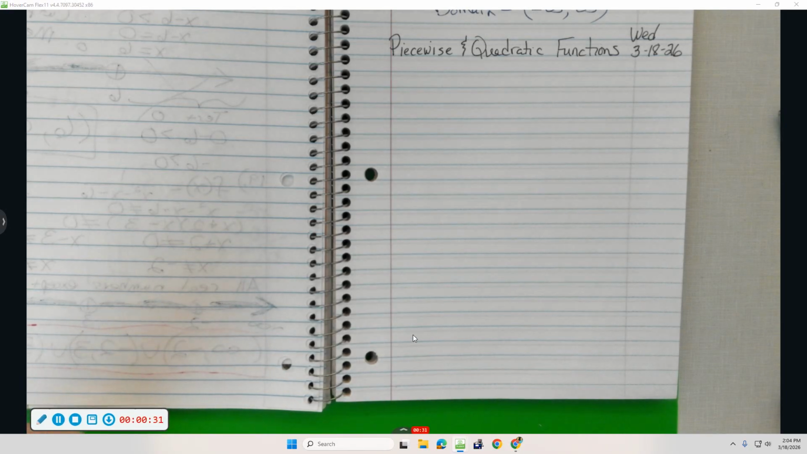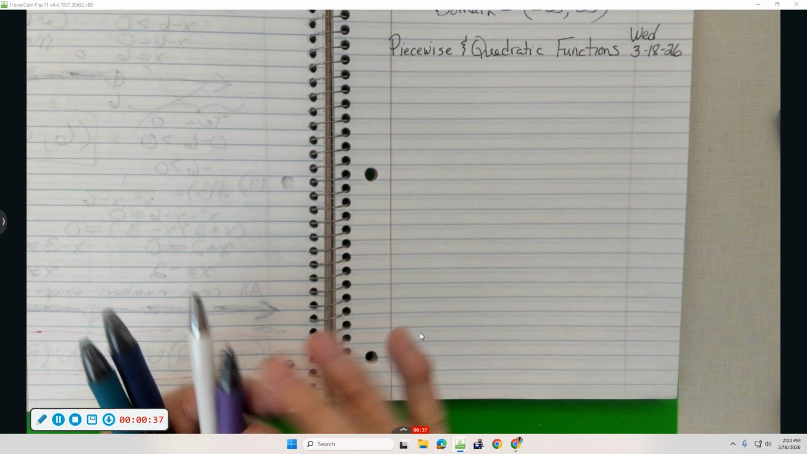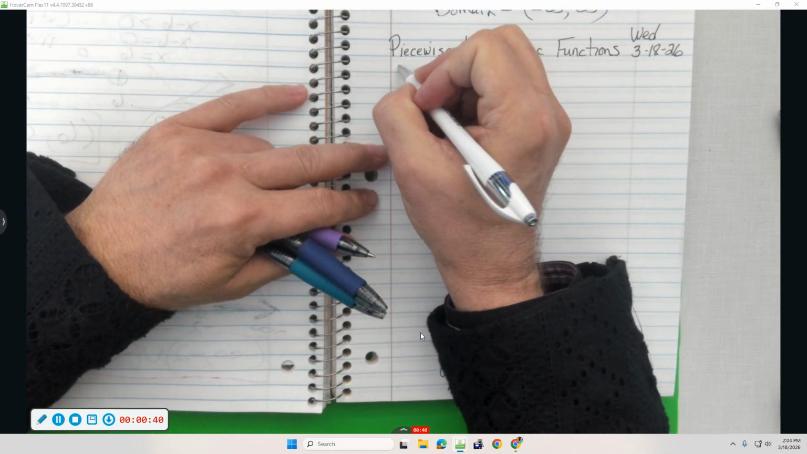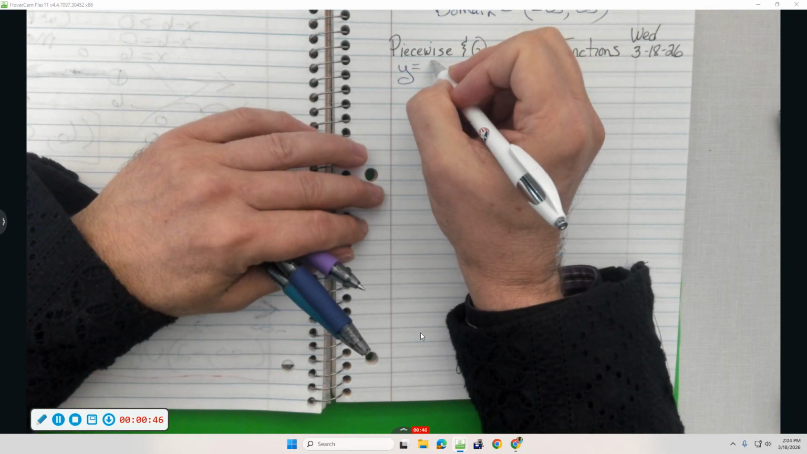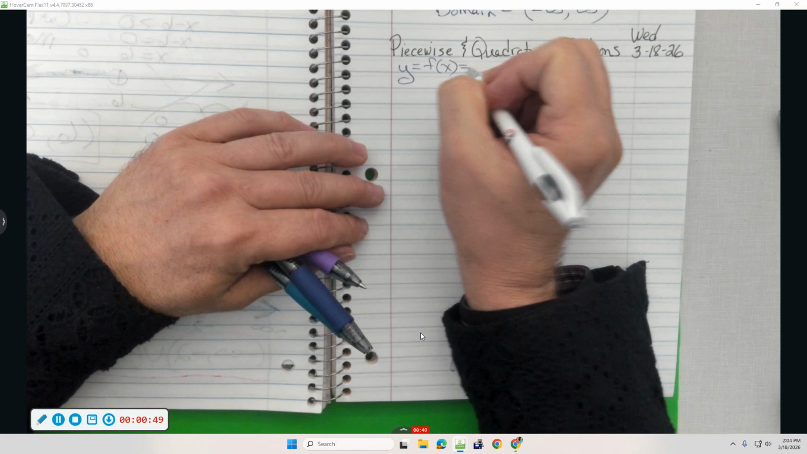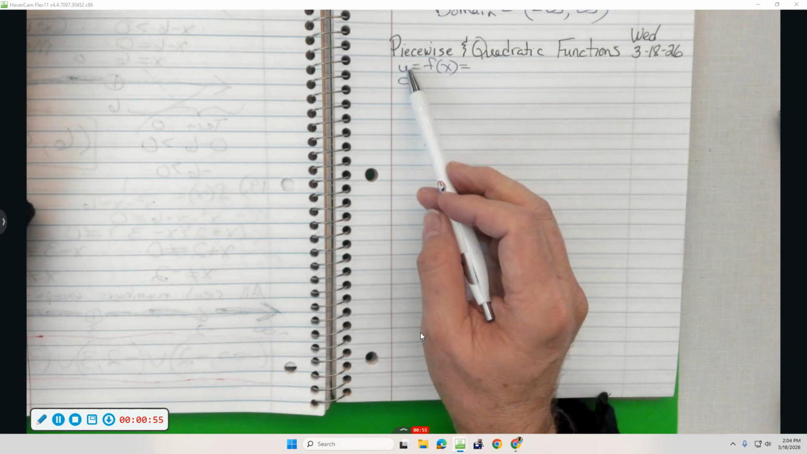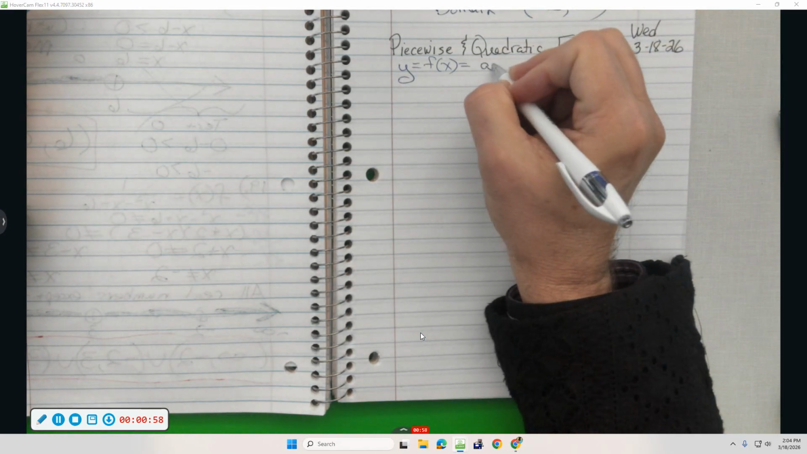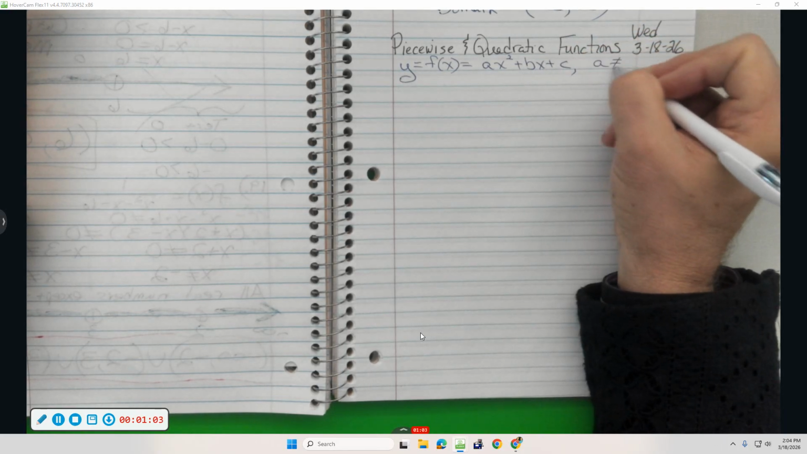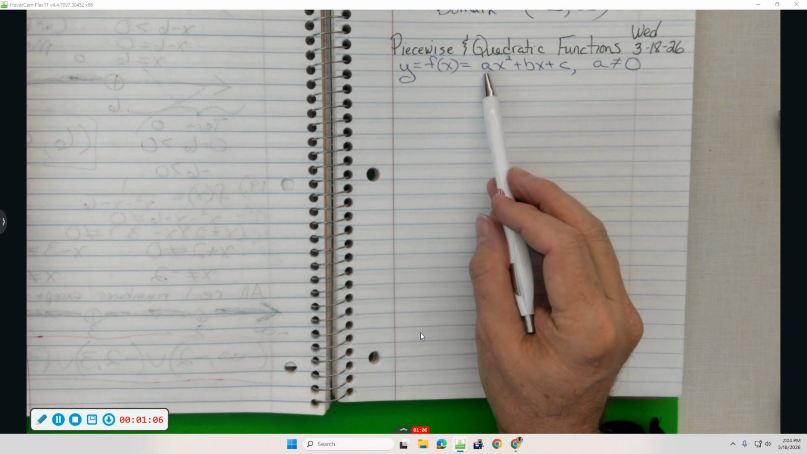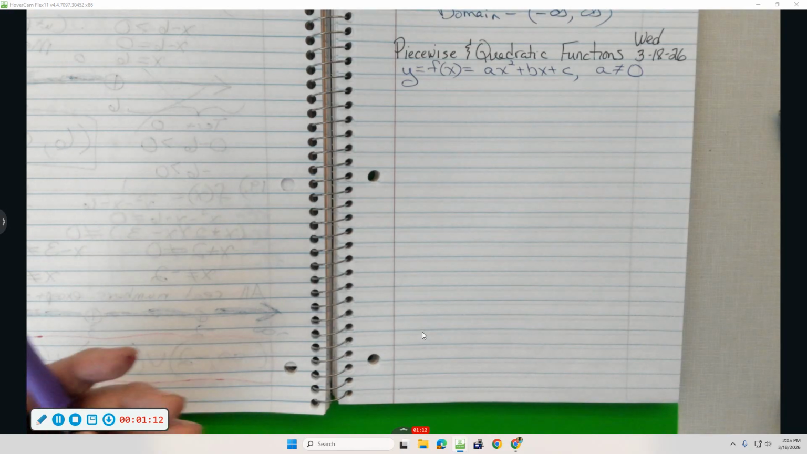We graphed quadratic functions weeks ago in that first section involving graphing. Remember, we said a quadratic function is any, back then we just called it a quadratic expression, but now we have that word function or equation. It can be written as y equals or f of x equals. Remember, f of x is just a fancy way of saying the variable y. Ax squared plus bx plus c, where a doesn't equal 0. If a were 0, you wouldn't have that x squared term. So a cannot be 0.